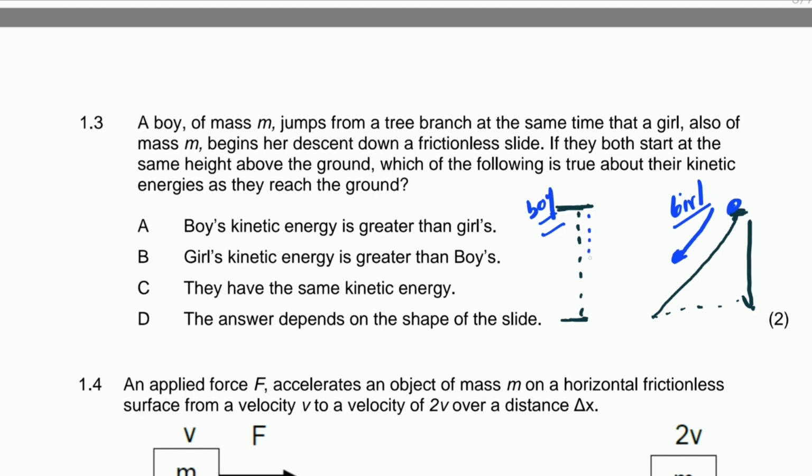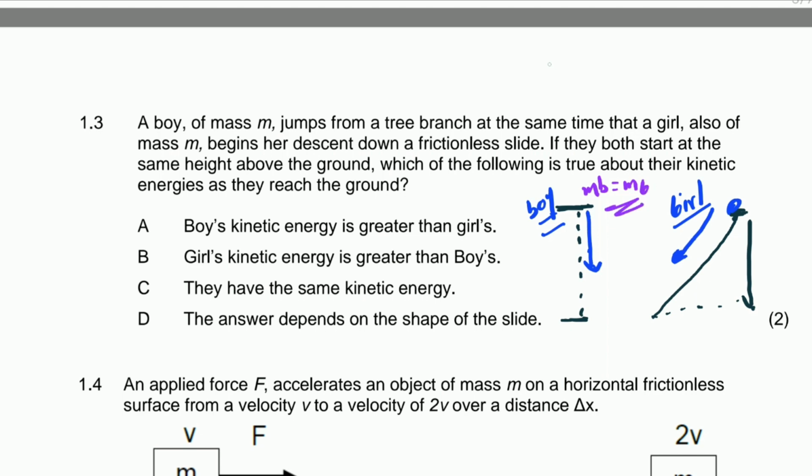The boy moves straight down, as you can see there, but the girl uses the slide. The question asks which one of the following is true about the kinetic energy as they reach the ground. Something important: the mass of the boy is equal to the mass of the girl. That is an important detail here.